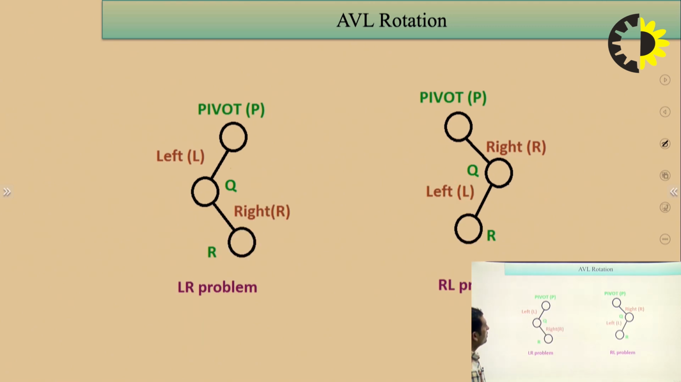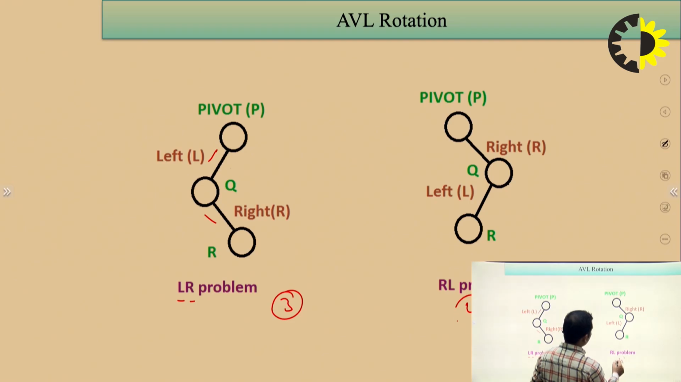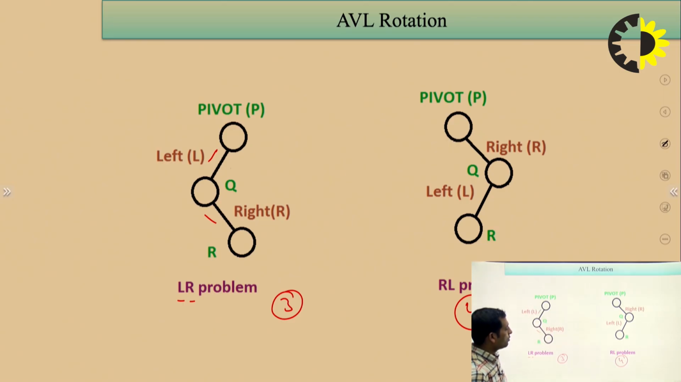Third situation, Q is left of the P and R is right of the Q. So this is left and then right, the LR problem. And the fourth one: Q is right side of the P and R is left side of the Q. So this becomes the fourth situation. On the basis of these 4 situations, different types of rotations are required.